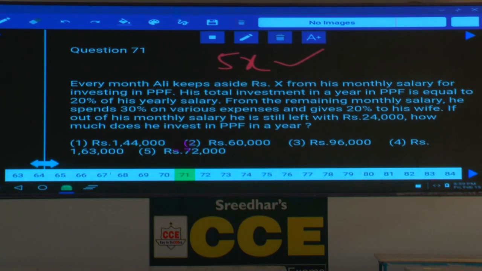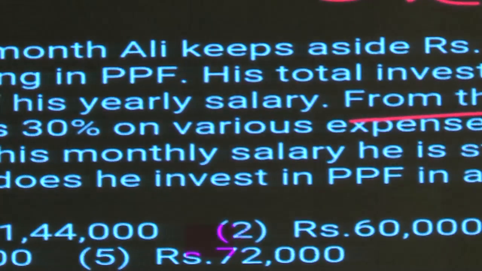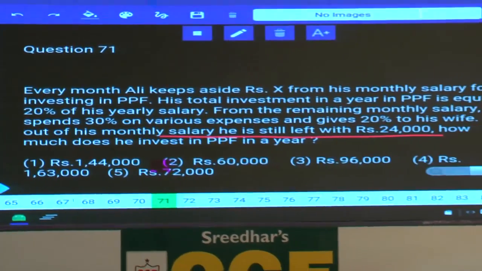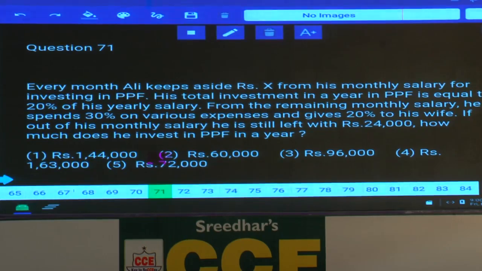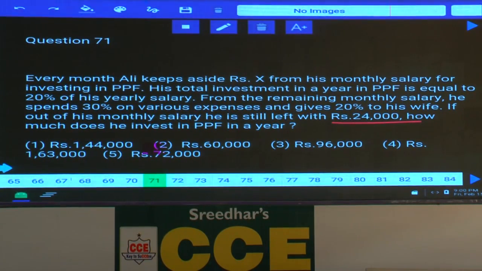Next, continue. He spends 30% on various expenses and gives 20% to his wife from the remaining monthly salary. See, monthly salary is 5X. Out of 5X, he is investing X rupees in PPF. Then remaining 4X. Out of the remaining 4X, 30% he is spending on something, 20% on something else, total 50%. 50% of what? 4X. That is 2X. Continue. If out of his monthly salary, he is still left with 24,000. How much does he invest in PPF in a year? How much is left in terms of X? 2X, which is equal to 24,000.